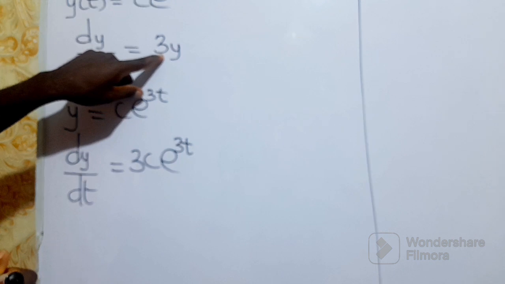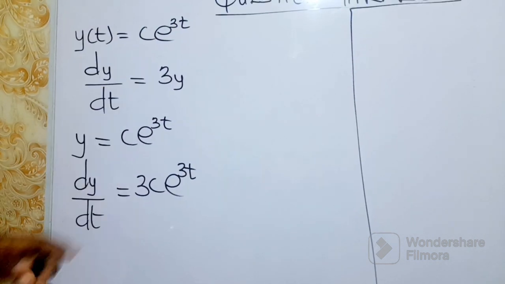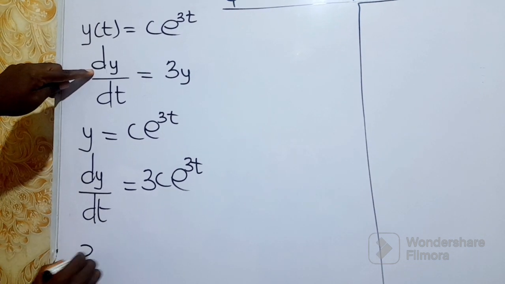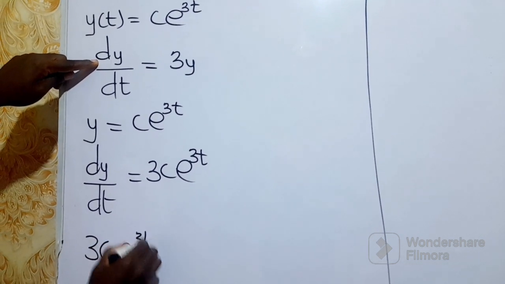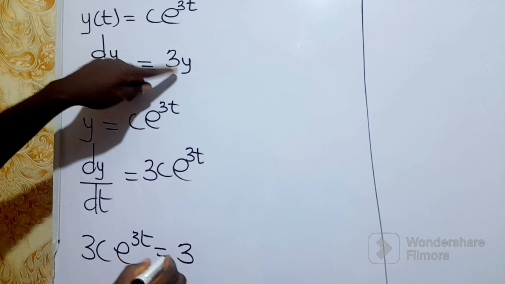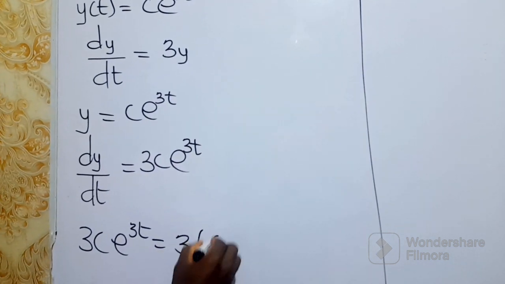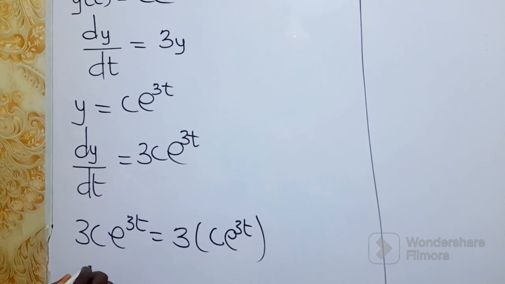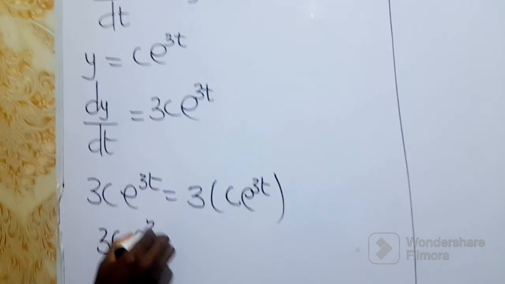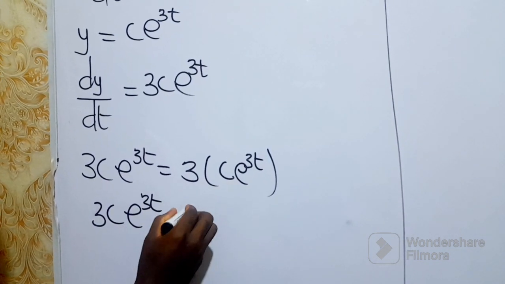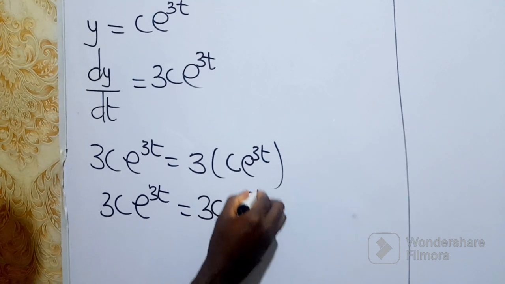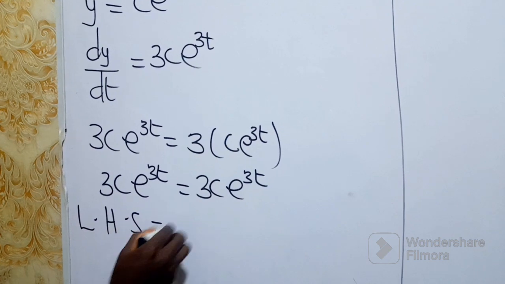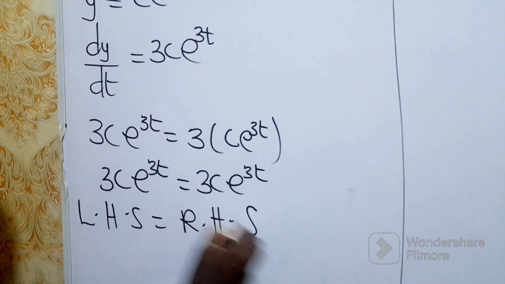So in place of y, we substitute c e exponent 3t, and for dy over dt, we substitute this. So we can say 3c e exponent 3t is equal to 3, and our y is c e exponent 3t. When we multiply this, we get 3c e exponent 3t. So we realize that this is the same as this. So we can say our left-hand side is equal to the right-hand side.